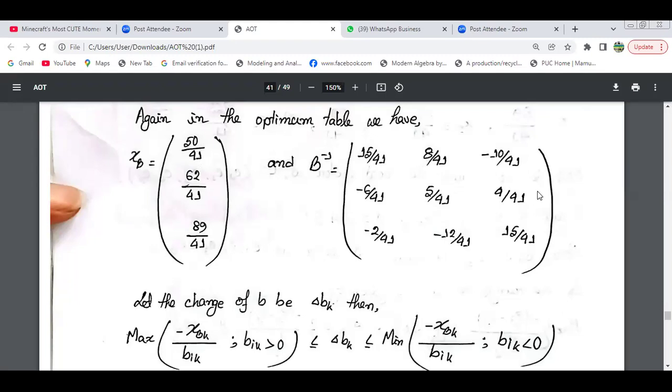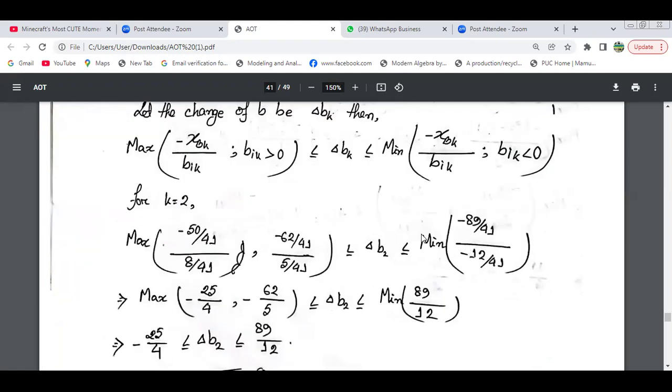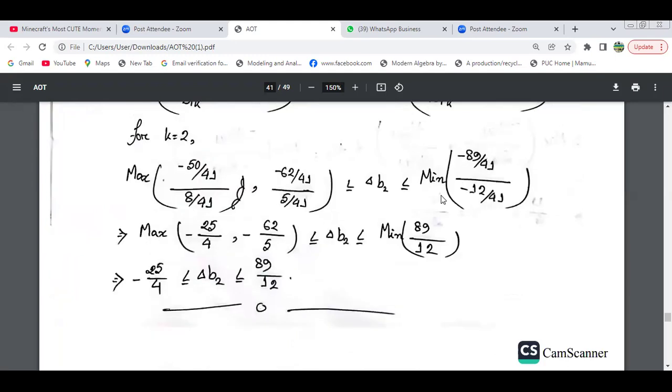এই যে 50/41 divided by what? 8/41, আর 62/41 divided by what? 5/41, এটা পজিটিভ বলে এই জন্য ম্যাক্সিমাম এর এখানে আছে, আর মিনিমাম এর এখানে কি হবে? 89/41 divided by -12/41, এই যে মিনিমাম এর এখানে লিখছে এটা। তাহলে আমরা এখান থেকেও একইভাবে ম্যাক্সিমাম এর একটা লিমিট পাচ্ছি, আর মিনিমাম এর লিমিট হচ্ছে 89/12। তার মানে del b2 lies between -25/4 and 89/12.